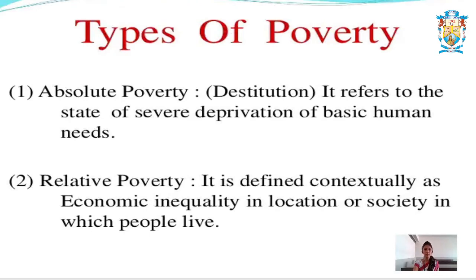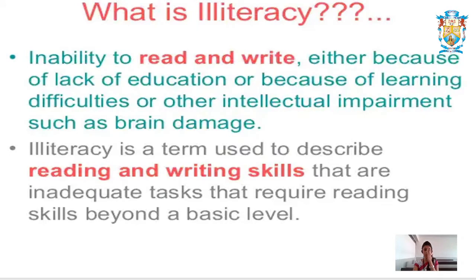Next we will see what is illiteracy. Illiteracy is inability to read and write, either because of lack of education, or because of learning difficulties or other intellectual impairment such as brain damage. Illiteracy is a term used to describe reading and writing skills that are inadequate for tasks that require reading skills beyond a basic level. That means an individual who is not able to read and write is known as illiterate. We will see the different causes of illiteracy.